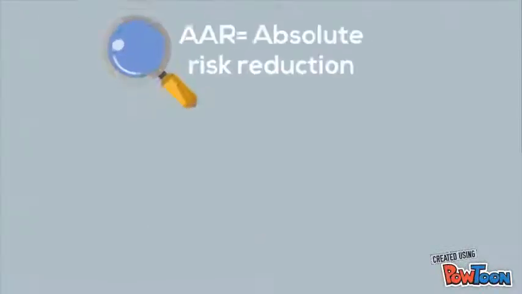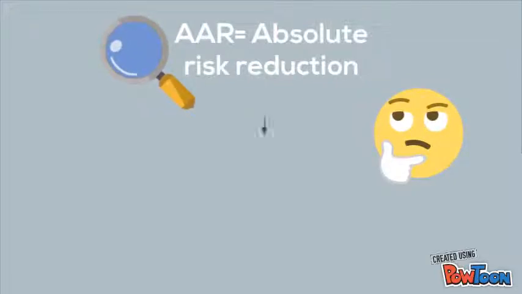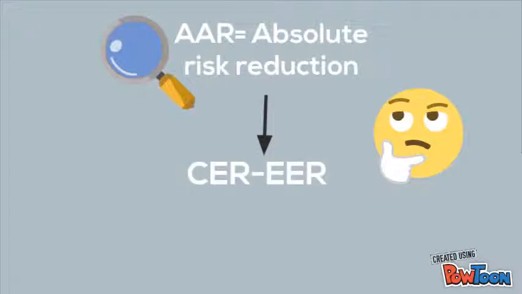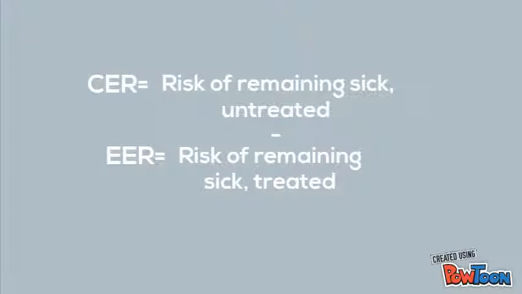Now that we have these numbers, we can calculate the absolute risk reduction, which is essentially the difference between the event rate in the control group and the event rate in the experimental group. In other words, it's the difference between patients that risk to remain sick if they are untreated and the risk for patients to remain sick even if they are treated.